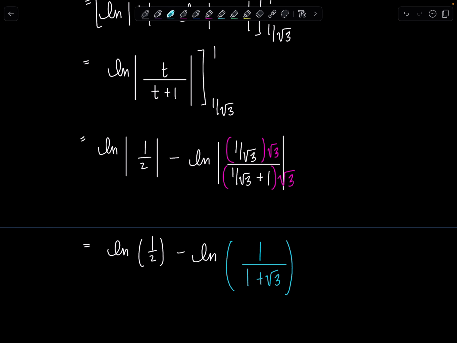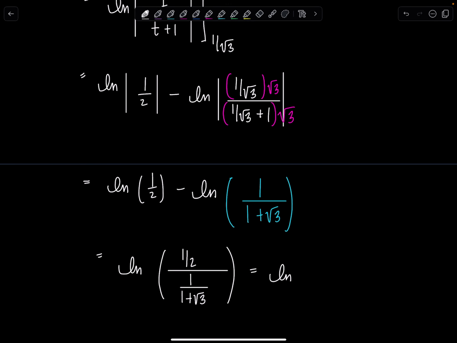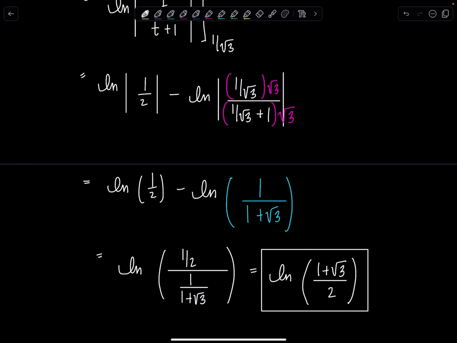Okay, again, I'm going to combine these back into one single logarithm. So you have natural log of 1/2 over 1 over 1 plus rad 3. And then 1/2 divided by 1 over 1 plus rad 3 is the same as 1/2 times the reciprocal of the denominator. So then we're pretty much done. You're going to end up with ln of (1 plus rad 3) over 2. And not only is our complex fraction dealt with, the denominator's rationalized, it's beautiful, it's clean, and it's correct.